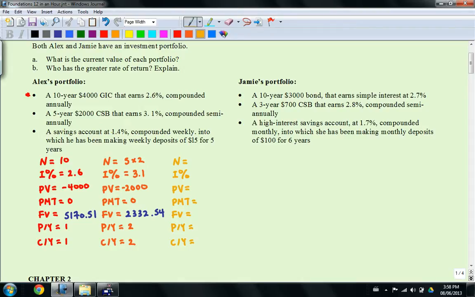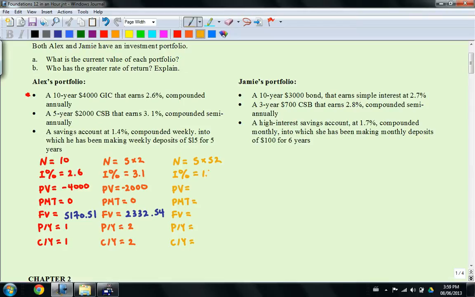Savings account at 1.4% compounded weekly, into which he has been making weekly deposits of $15 for 5 years. So weekly deposit compounded weekly, 5 years, so 5 times, there's 52 weeks in a year. That's something that you are going to have to remember. I'm not going to write it down. So please remember that there are 52 weeks in 1 year.